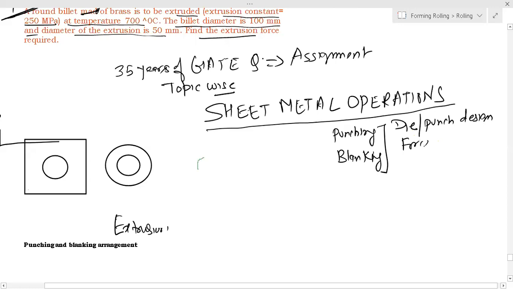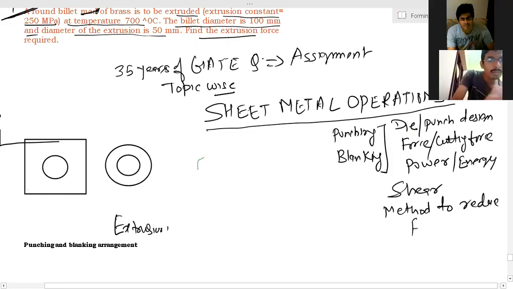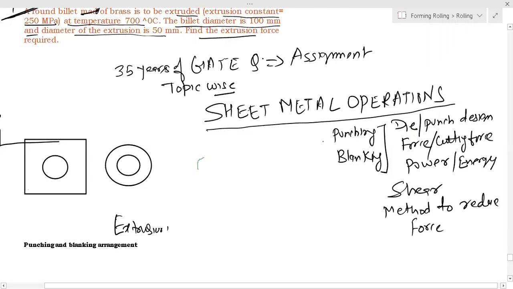then force or cutting force, then power or energy, then shear, that is a method to reduce force. So this is our topic. This we'll understand.